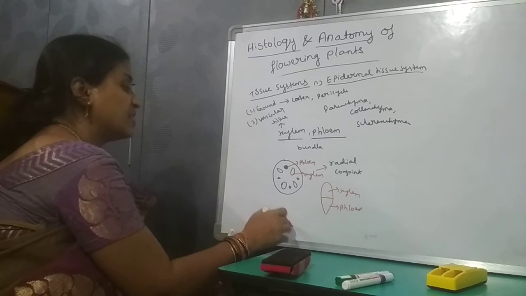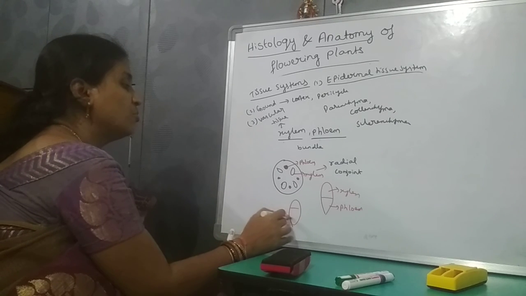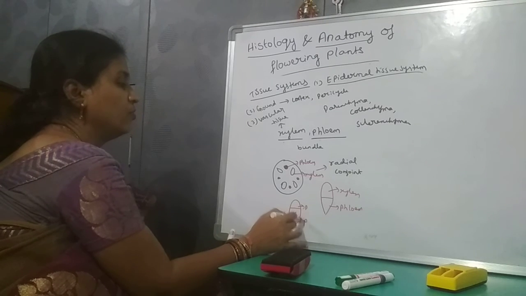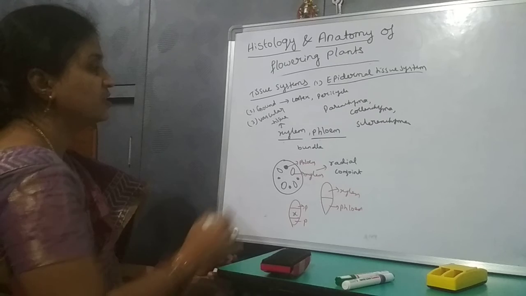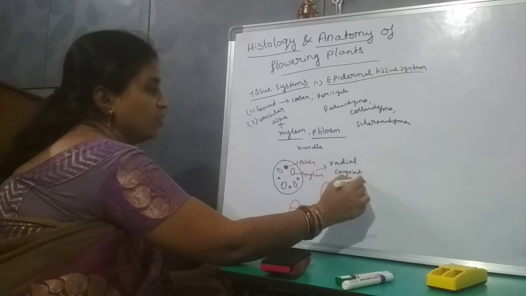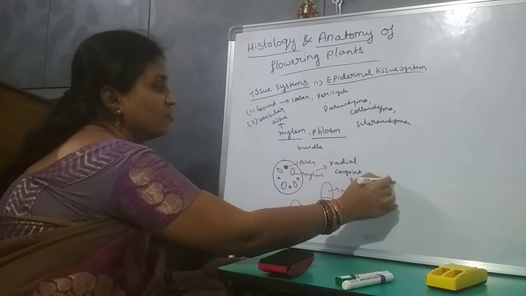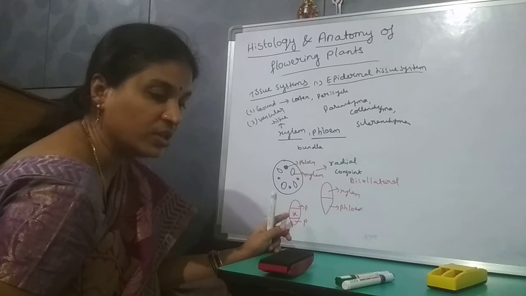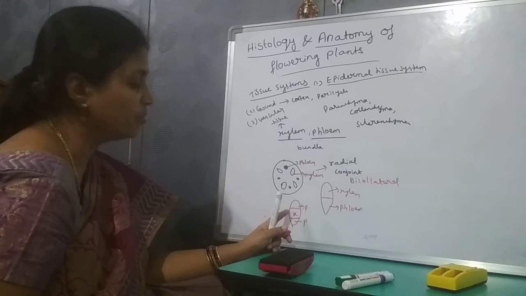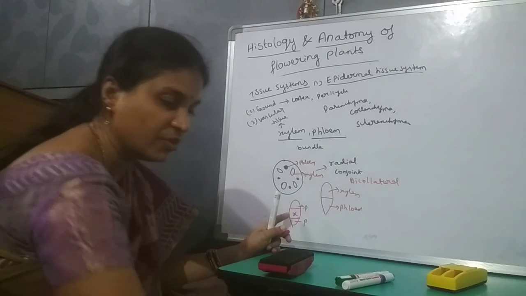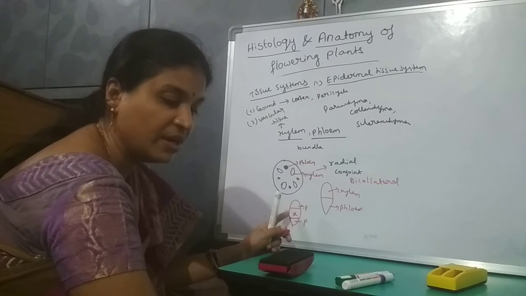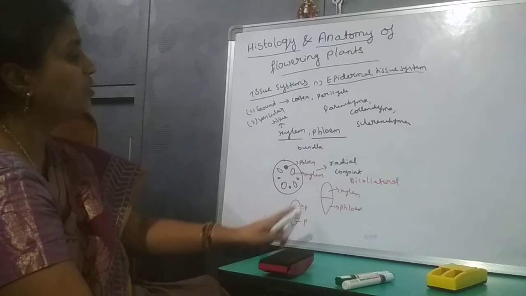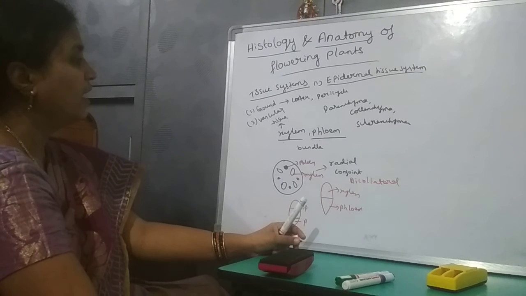Sometimes the vascular bundle will be having phloem on either side of the xylem. Such type of vascular bundles are called as bicollateral vascular bundles, which is a characteristic feature of Solanaceae family members. The phloem will be located on the outer side of the xylem. This is called as bicollateral vascular bundle. So this is radial, conjoined, bicollateral.